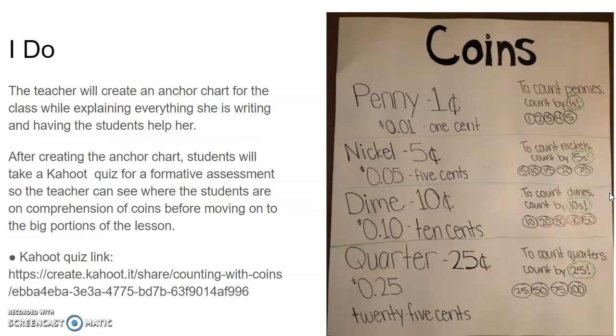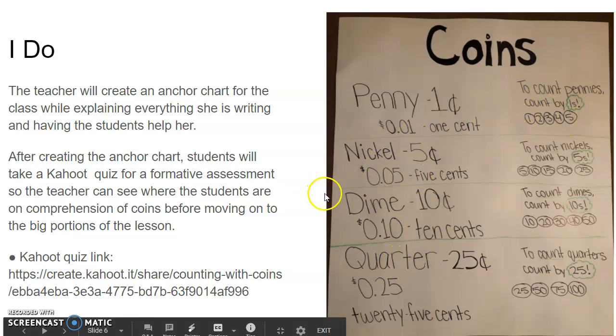The I do of the lesson is really a we do thing together, but I will lead it. We will make an anchor chart together. I can write penny, and then they can say it's 1 cent, and then I can write the other versions of the value like I did. Then I will say to count pennies, we'll count by ones, and they'll count by ones with me, and so on.